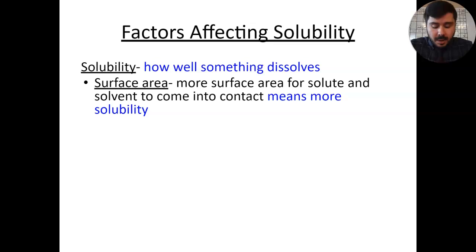Now, surface area affects solubility in the sense that the more surface area a solute has, the more soluble that substance is going to be. So if your substance has a very high surface area, it's going to dissolve easier and have a higher solubility.